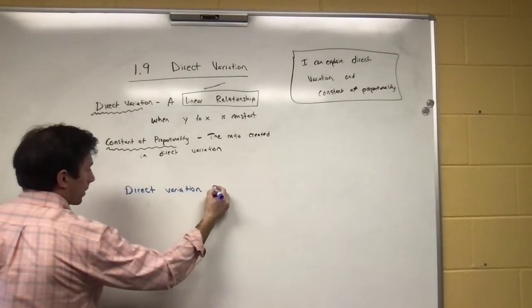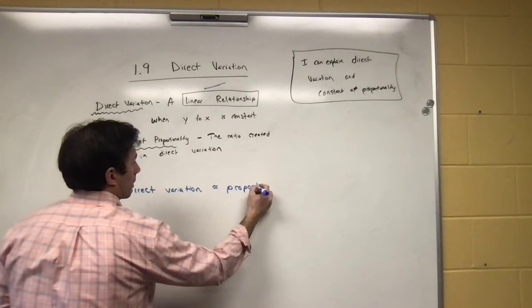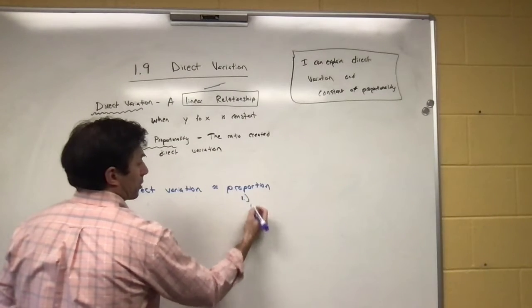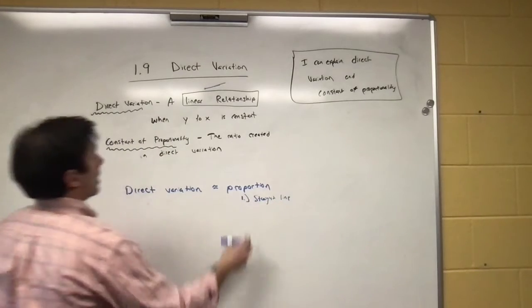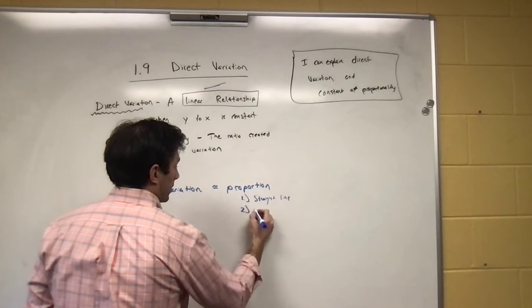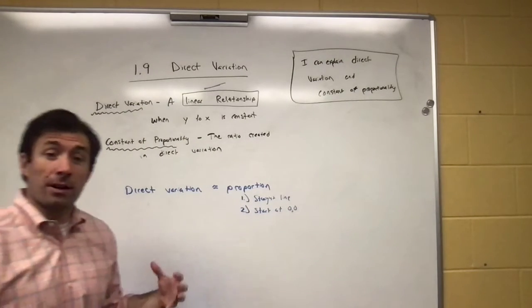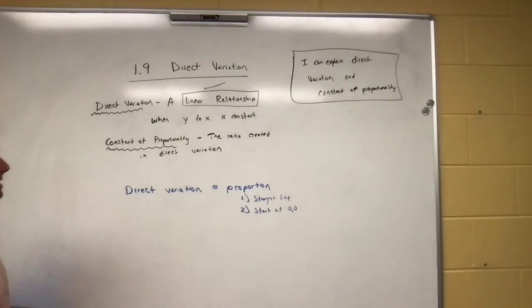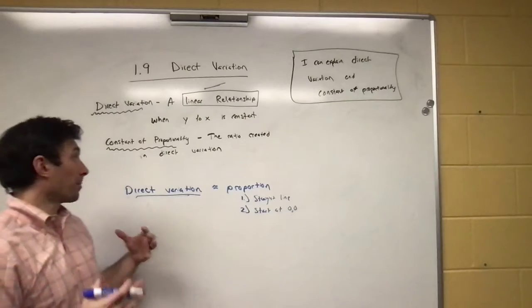sounds really similar to this concept of a proportion. Right? And why does it sound similar to a proportion? Well, what are the things we need for a proportion? One, we need a straight line. Sound familiar, right? Linear relationship, straight line. The other thing we need is we need it to start at 0, 0. So start at the origin. A constant always will start at the origin, right? Constants, as we think about that, it's going to be really easy to predict. So that said, direct variation is really another term to talk about something being proportional.